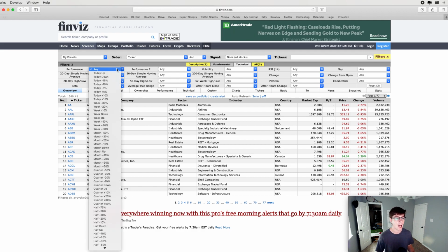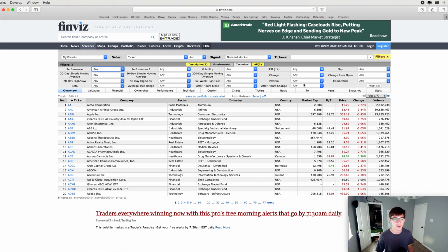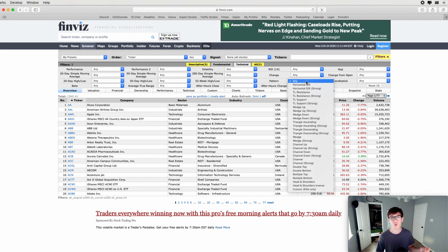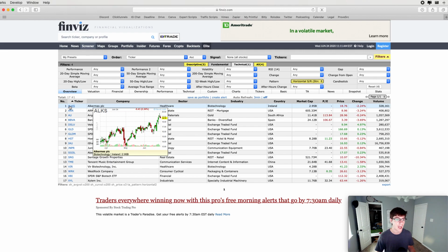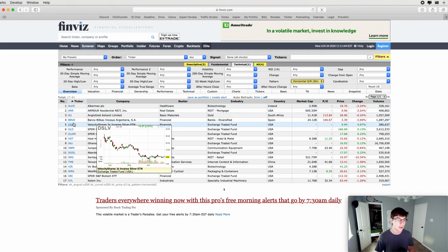So we can get different types of performance, how it's doing for the month, week, or year. But that's not really what I use. I come here to the patterns, and I'm looking for simple things. So horizontal support and resistance. That is when you have a solid support and a solid resistance, and the stock is trading in between those levels. That is best for day traders, best for swing traders, because they know that they can buy at support and sell at resistance. So they'll click that, and then you can get all the stocks. And if you highlight over, it'll actually show you a picture, so you can actually see what you are looking at.